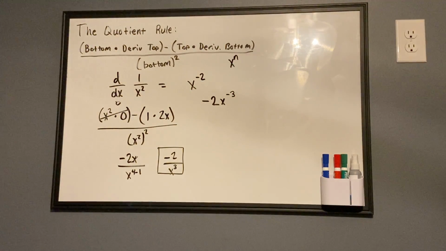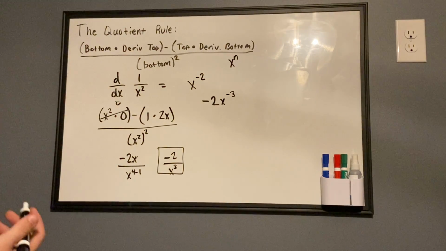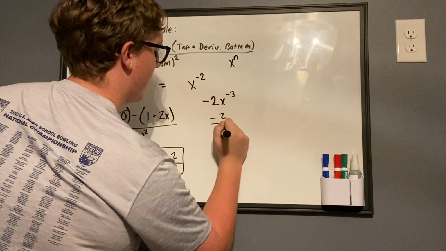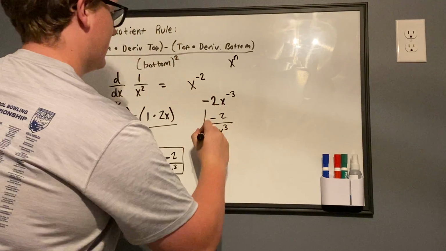And then remember we have a negative exponent on the top now, so we want to make that positive and bring it down to the bottom. So this is the same as negative 2 over x to the positive 3. We got the same answer.